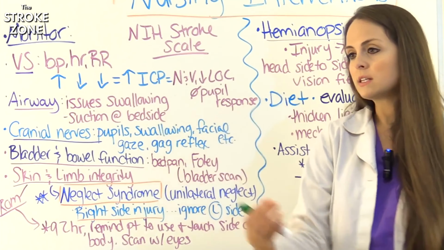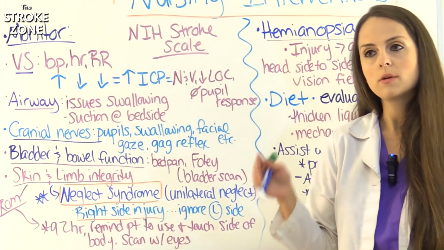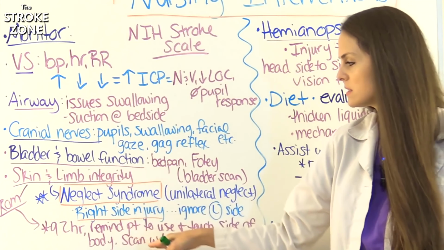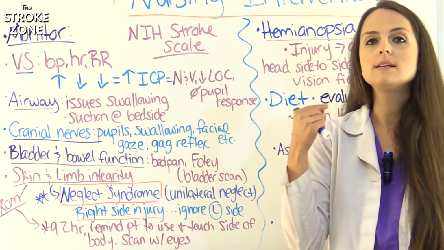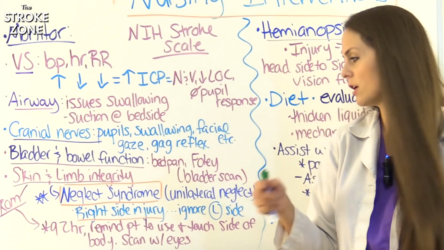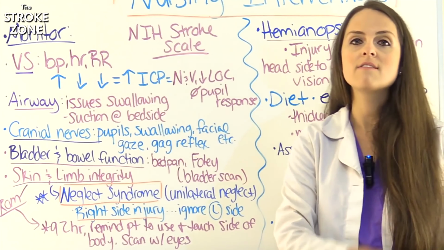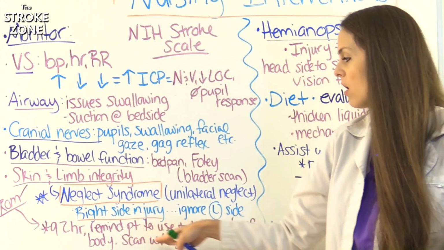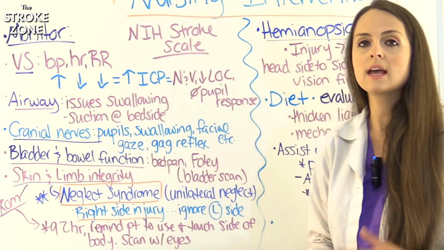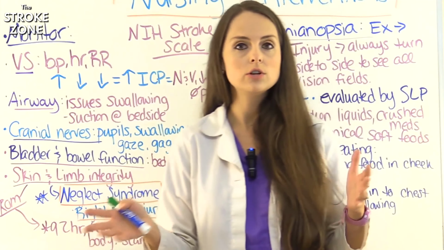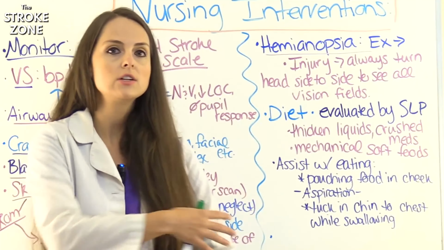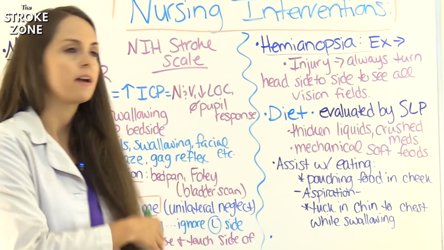So some nursing interventions to help with this: you want to monitor the patient for it, see if they're having this, and you want to constantly remind the patient to make a conscious effort to use and to touch that affected side of the body that they are neglecting, and also to constantly scan the environment, to look all around for any type of injury that they could do to that affected side.